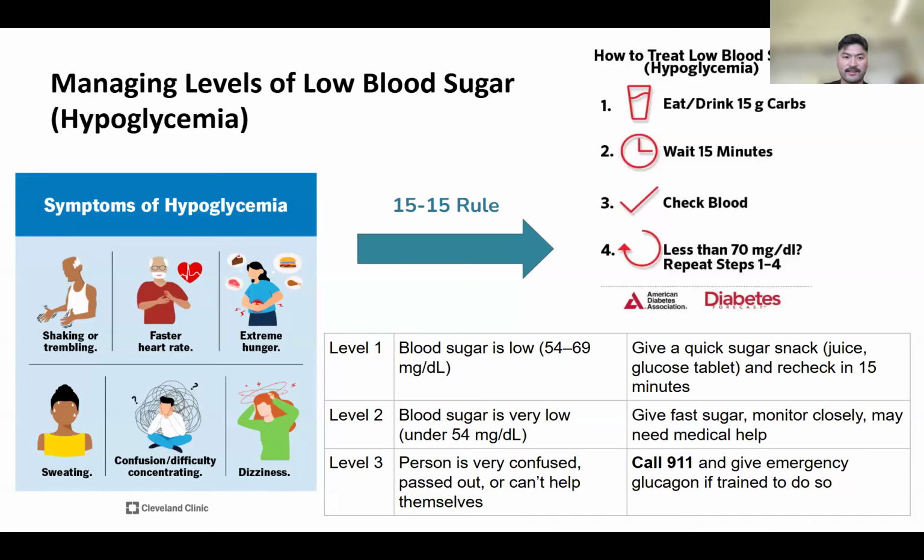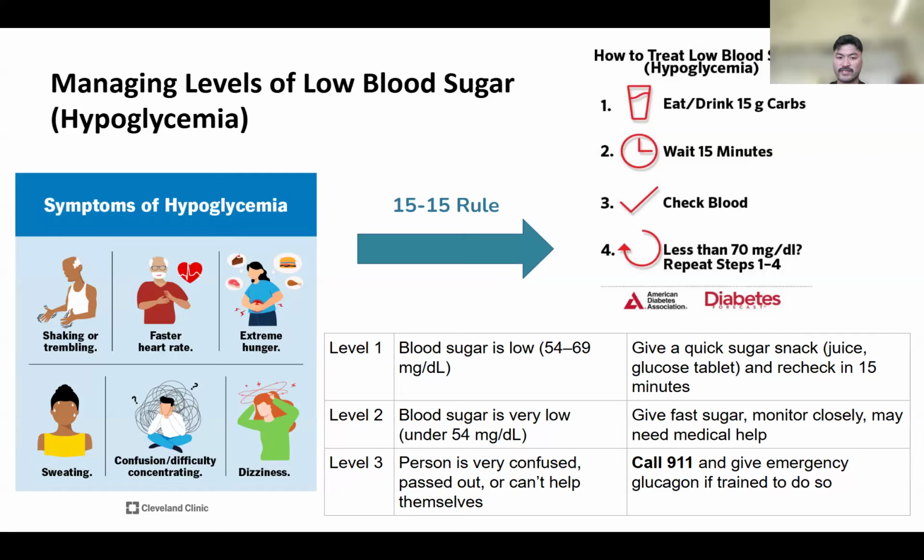And then how to handle low blood sugar, which is also known as hypoglycemia. Low blood sugar means there's little sugar in the blood, which the brain and body need to work properly. Some symptoms you might experience with low blood sugar are shaking or trembling, faster heart rate, extreme hunger, sweating, confusion, difficulty concentrating, and dizziness.